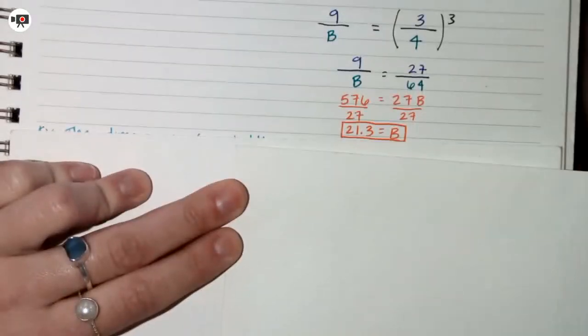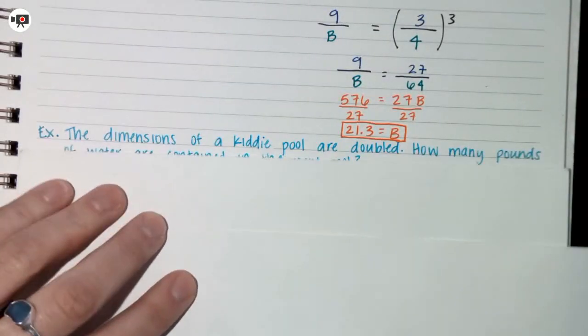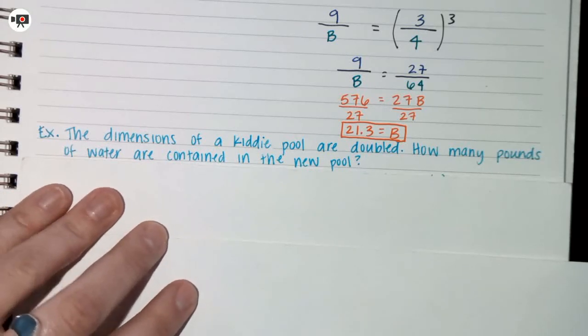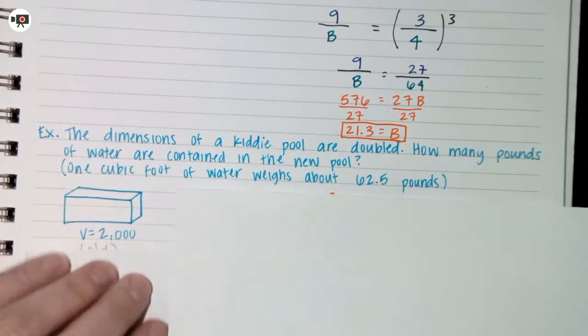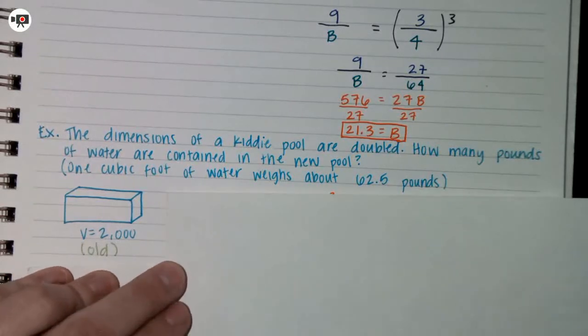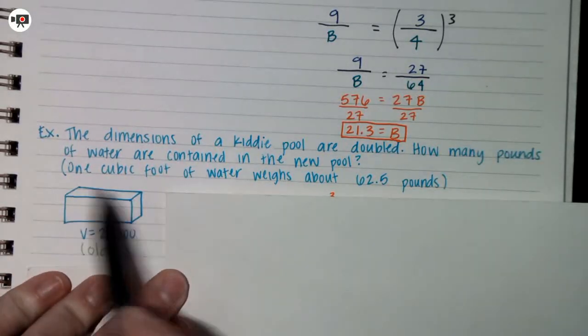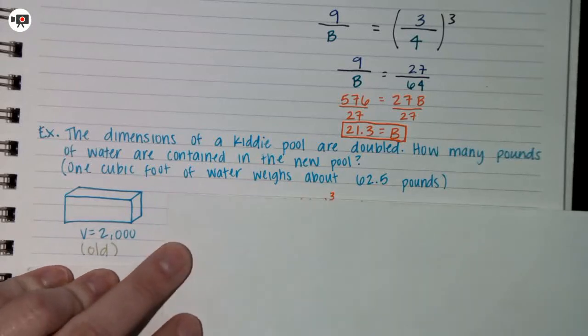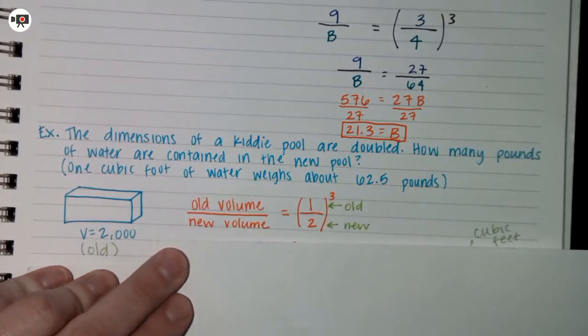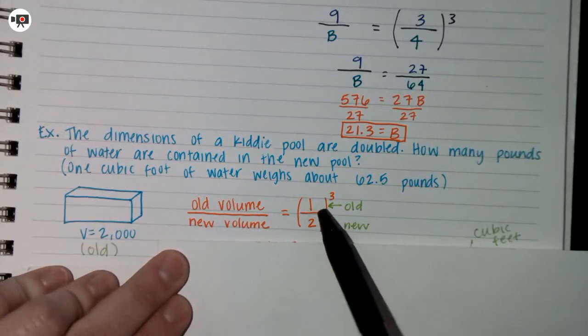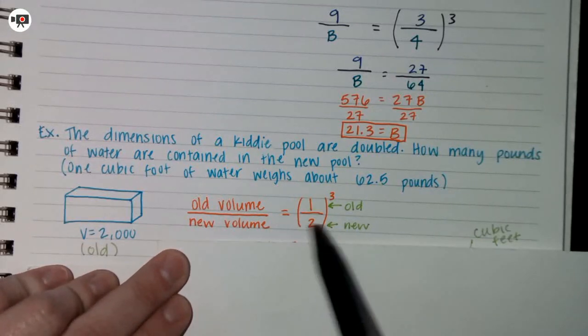The dimensions of a kiddie pool are doubled. How many pounds of water are contained in the new pool? 1 cubic foot of water weighs about 62.5 pounds. So here's the volume of the kiddie pool. That's the old one. So then I have old volume over new volume. If the old volume is worth 1, the new volume is worth 2 because it's doubled.